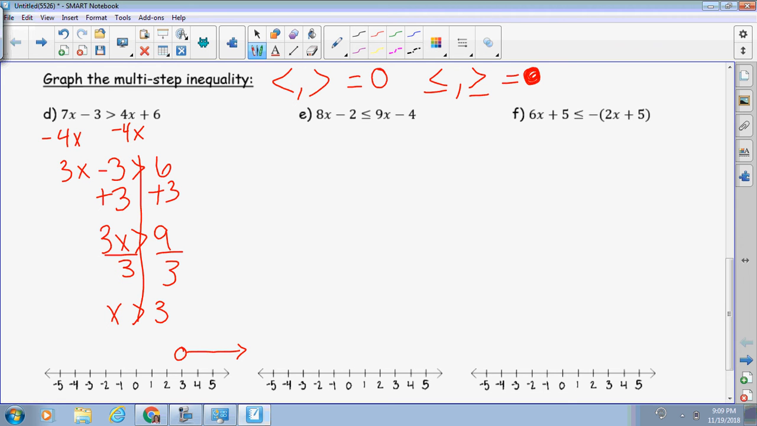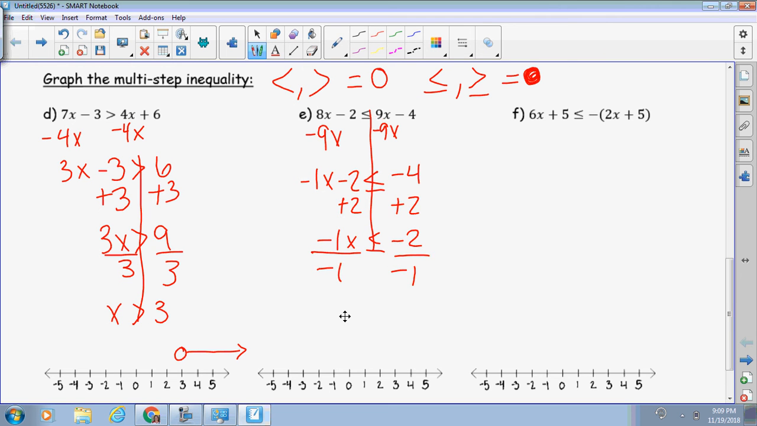All right, let's try another one. So I'm going to get rid of this 9x. So 8 minus 9, that's negative 1x minus 2. It's less than or equal to negative 4. Get rid of the minus 2. I'm going to add it. Negative 1x is less than or equal to negative 2. Going to be dividing by a negative number, so your sign is going to flip. Negative 2 divided by negative 1 is positive 2. It's a closed circle over 2 pointing to the right.